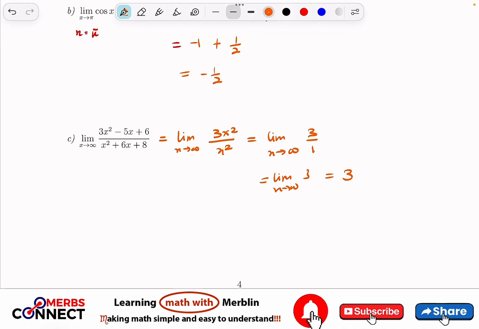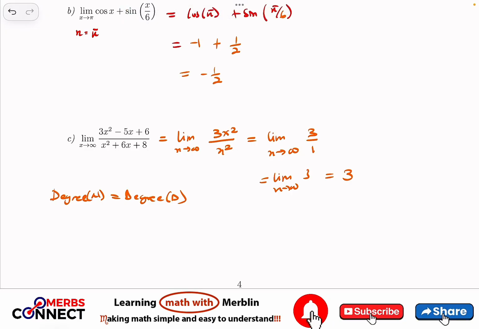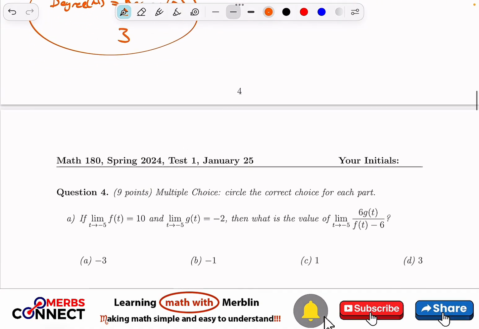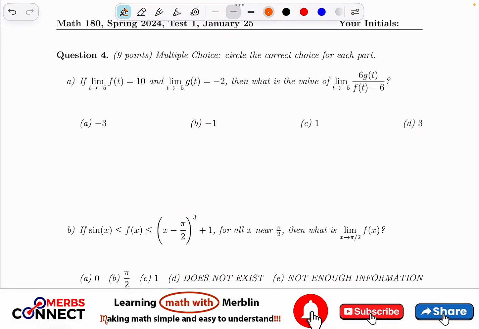Now, another way that we can do this one is checking that the degree of the top, the numerator, is the same as the degree of the denominator. If that's the case, then we find the ratio of the coefficients, and this is going to give us 3 also. So either you go by this or you go by this. They are all correct. So that's what you are going to get for question 3C. Now let's look at question 4.